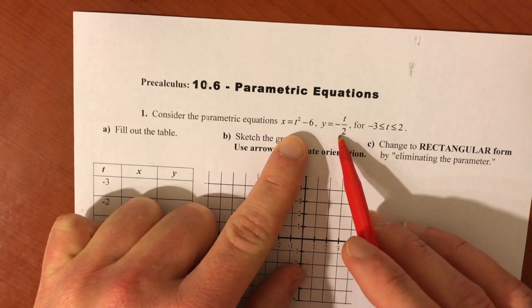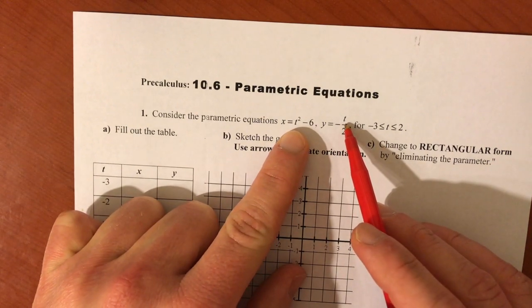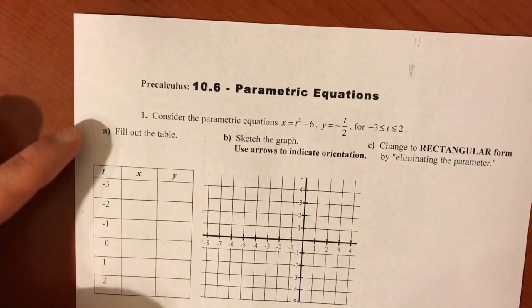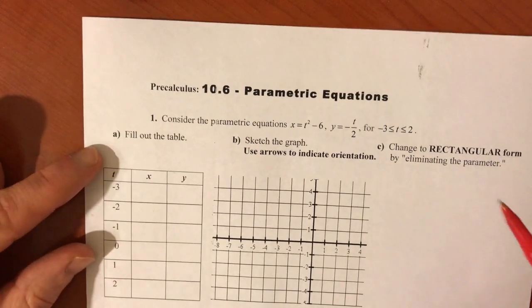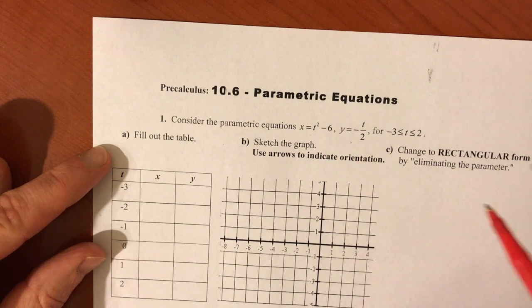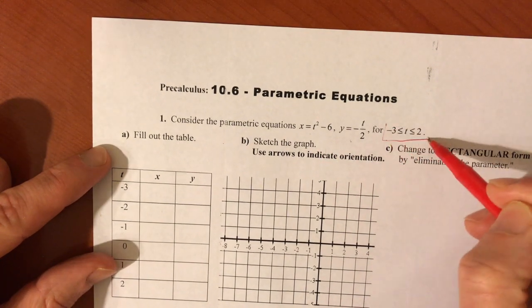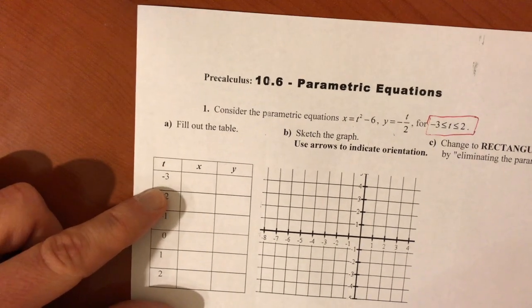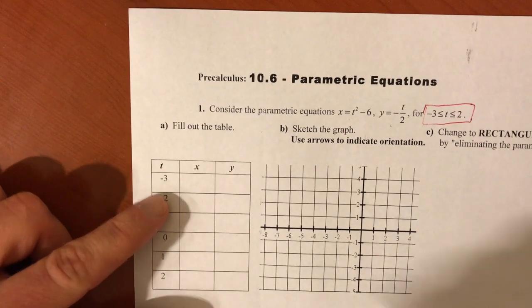All right, so take a look at this. T, they use T because it usually stands for time in the application kinds of problems, but T is what's called the parameter, the common variable that ties these two together. So we're going to graph this set of parametric equations over this interval, -3 to 2 for T. The table's already been set up for you.